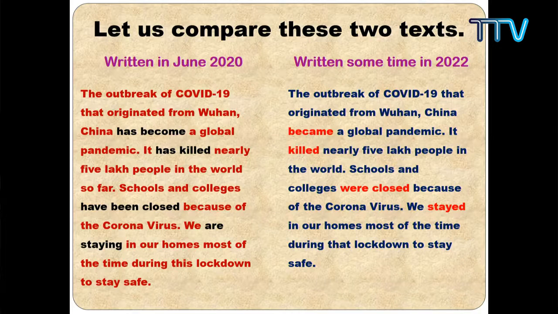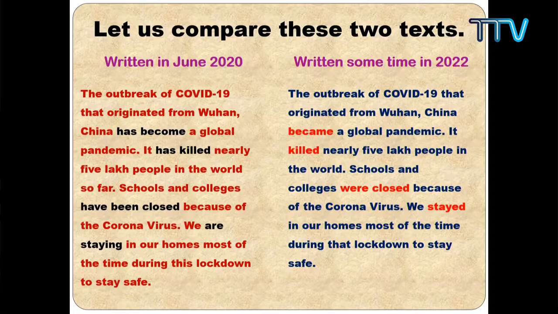Now, you have read the two texts, I guess. What sentence am I using? You have read the two texts. Okay, the outbreak of COVID-19 that originated from Wuhan, China has become a global pandemic. It has killed. Now, this one is already shown to you. So I'm going to read the second text here, written sometime in 2022. The outbreak of COVID-19 that originated from Wuhan, China became a global pandemic. Now, mark the tense. I have highlighted the verb here. Became a global pandemic. It killed nearly 5 lakh people in the world.